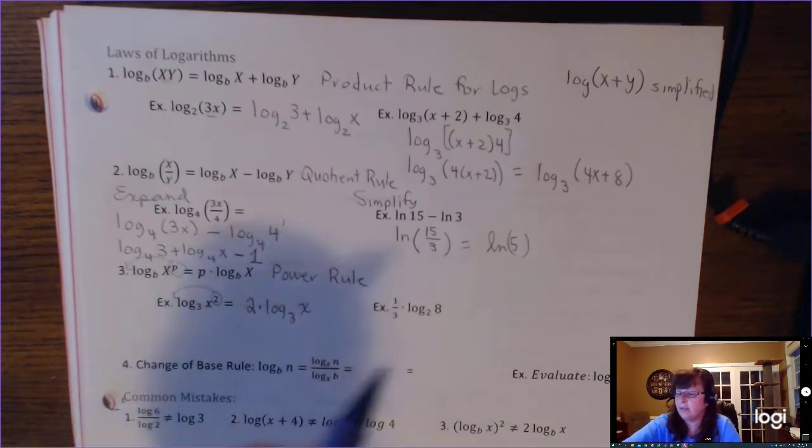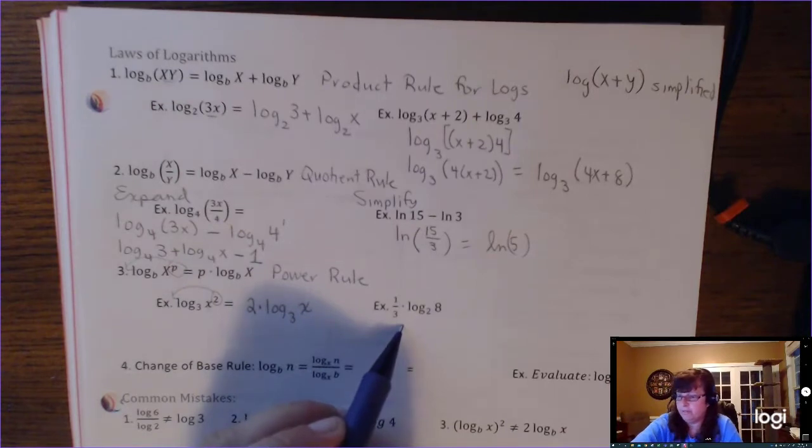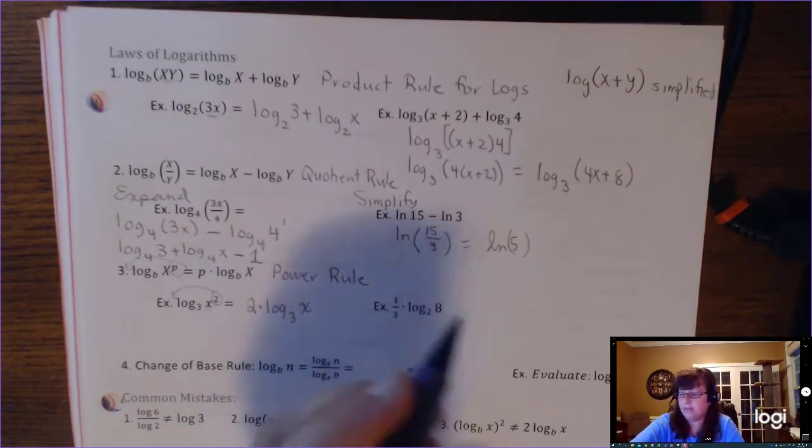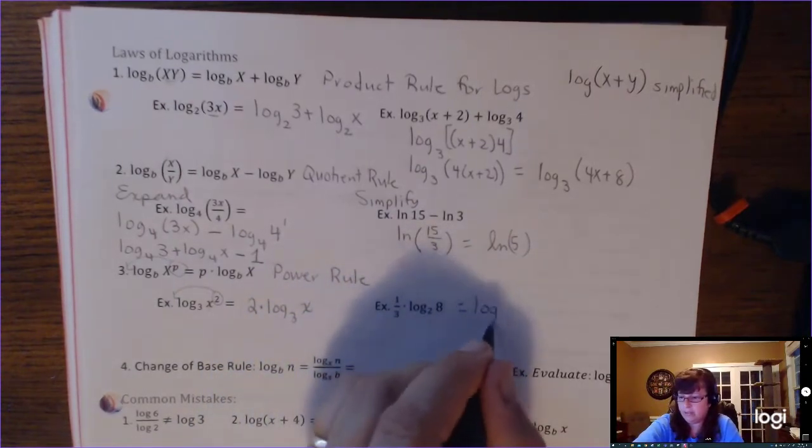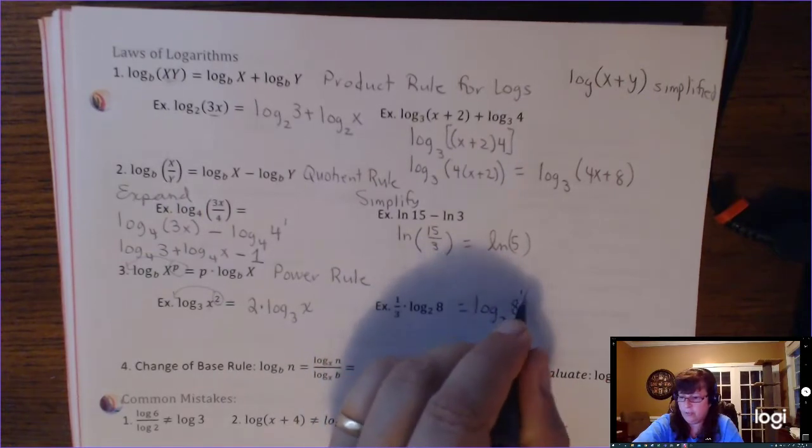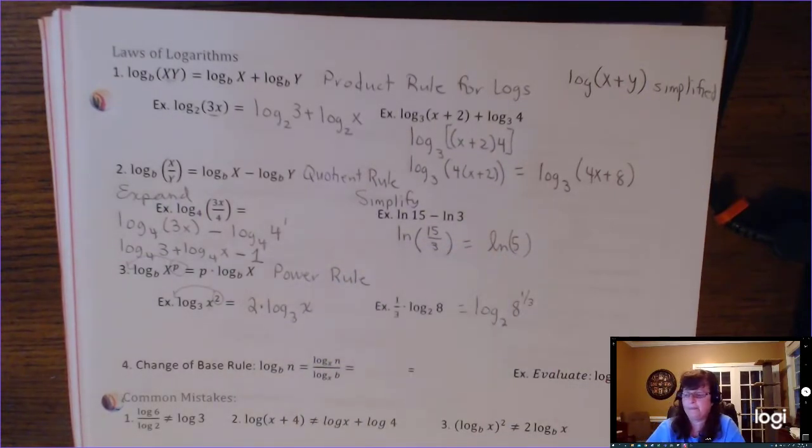And you can go the other way. If you have 1/3 times the log base 2 of 8, that's equal to the log base 2 of 8 to the 1/3 power. Now this is a tricky one because it actually simplifies more. This is where it gets hard for students. It's hard to teach this because you kind of have to have number sense.